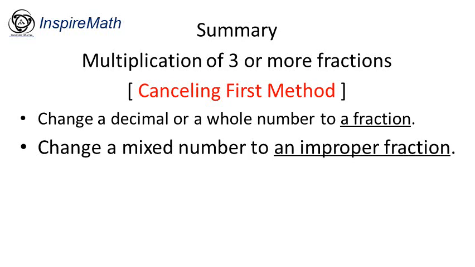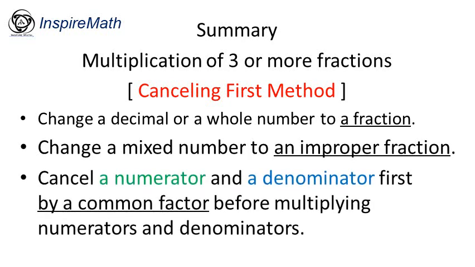Then, check both numerators and denominators. If you have any numerator and denominator that have a common factor, you can cancel the numerator and denominator before multiplying. Make sure to cancel as much as possible. Then, multiply numerators and denominators separately to get the final answer.